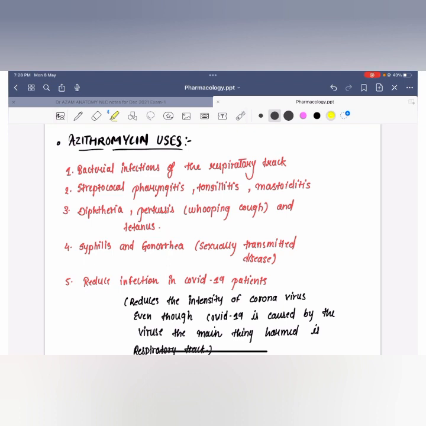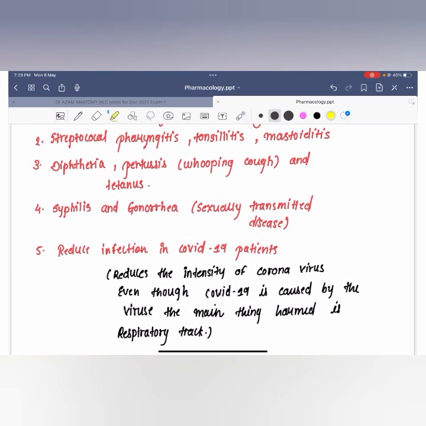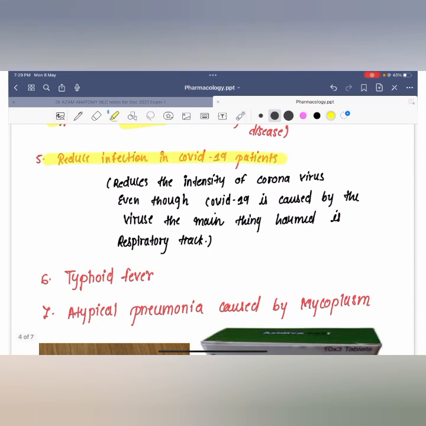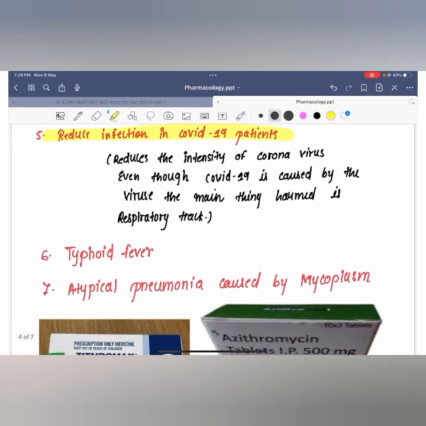Moving forward to erythromycin's uses: bacterial infections of the respiratory tract. It is also used for streptococcal pharyngitis, tonsillitis, and mastitis. It is also used in the case of diphtheria, whooping cough, and tetanus. It is also used in sexually transmitted diseases like syphilis and gonorrhea. It reduces the infection in COVID-19 patients.